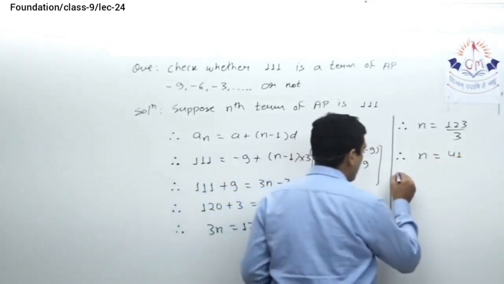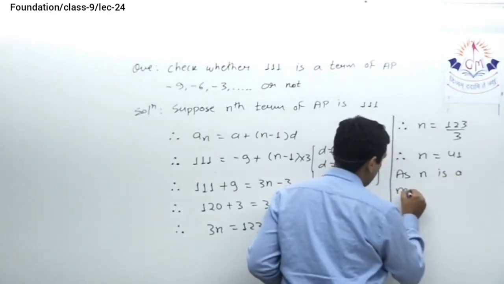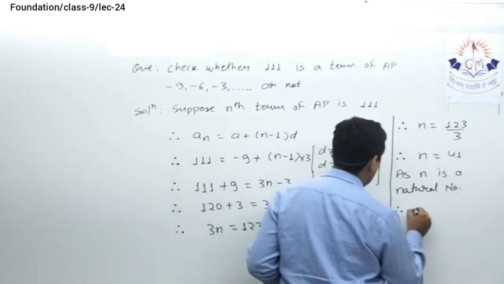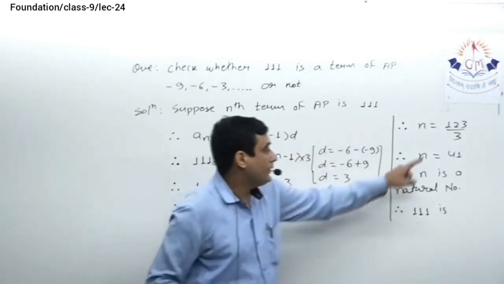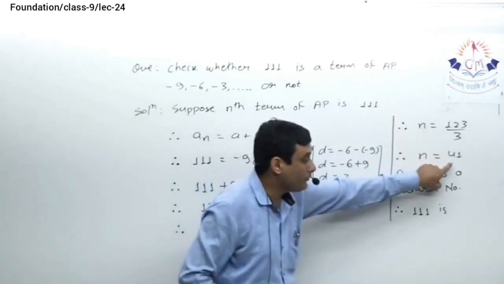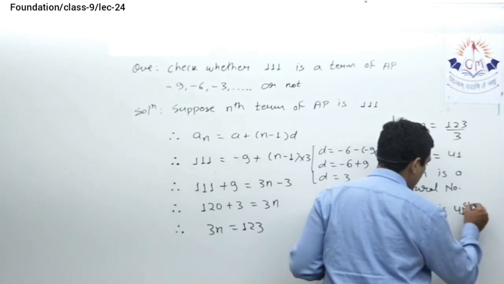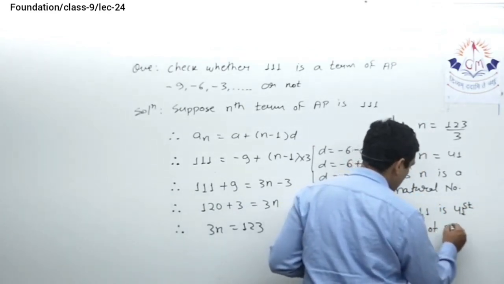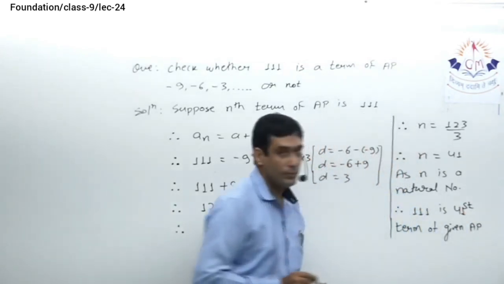So as n is a natural number, therefore 111 is, see here we got two pieces of information. Definitely it's a term of the AP, and it is the 41st term. Therefore 111 is the 41st term of the given AP. So please note it down.